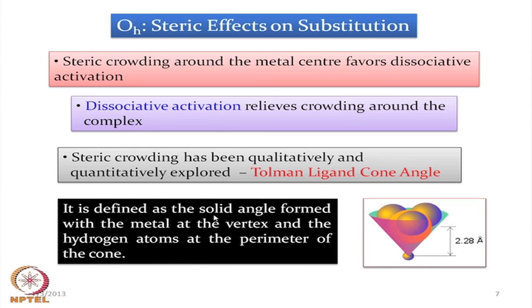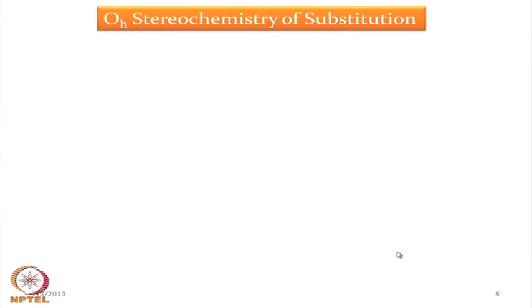How can we define the cone angle? It can be defined as a solid angle formed with the metal at the vertex. This is the solid cone angle, and the hydrogen atoms are at the perimeter of the cone, if they are the hydrogen atoms of the PH3 group. From that perimeter we draw this cone, the solid angle, and this is our theta, which tells us how the steric crowding can be important for the substitution reactions.